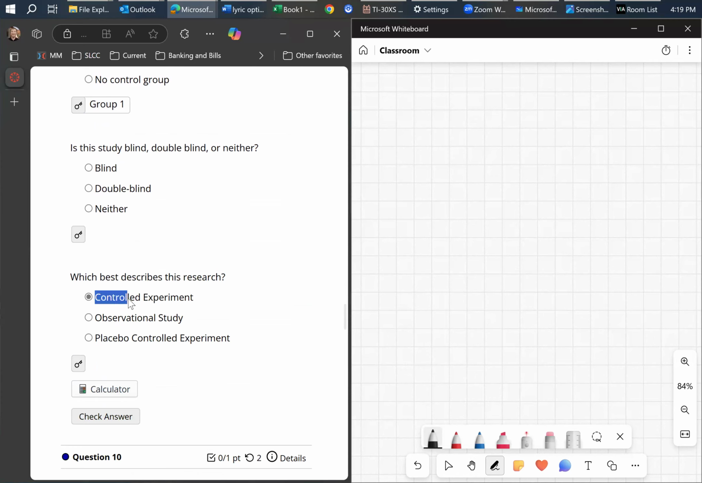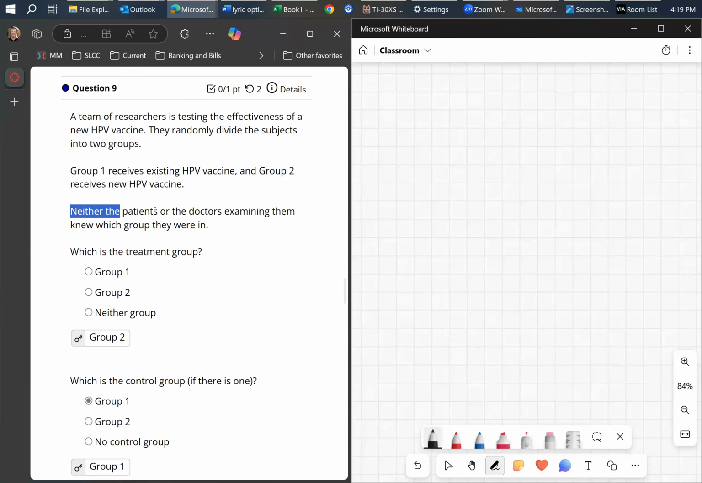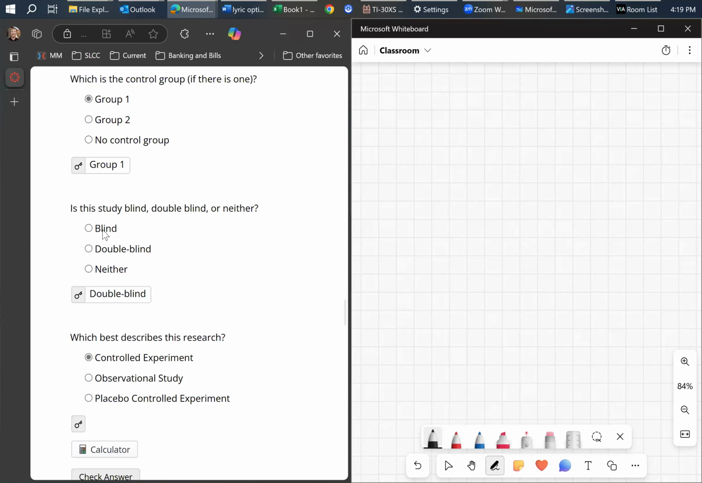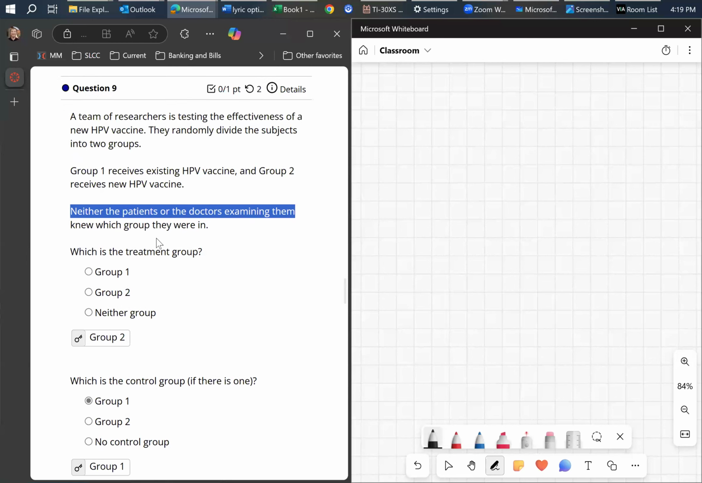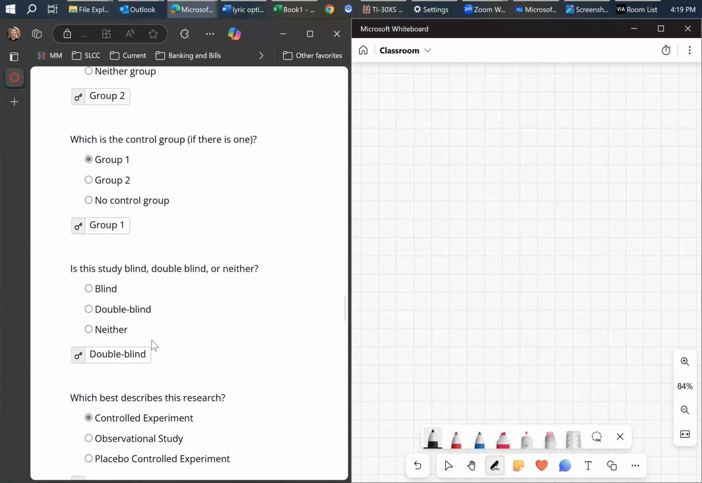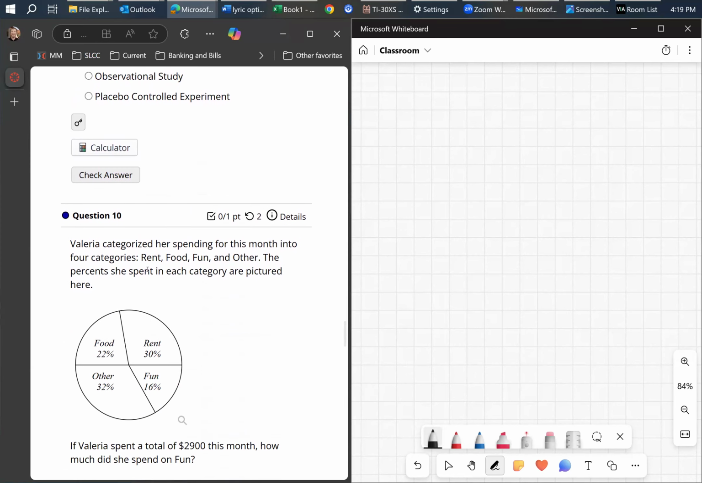And this is a controlled experiment. The control is the current standard of care, and the treatment group is the new care to see if it's any better. And then the blinding: neither the patients nor the doctors examining them knew which group they were in, so that's double blind. Blind is when the patients don't know, but the doctors do. You never let the patients know but don't tell the doctors, so what's the point of that? Question 10, now we get into describing data.